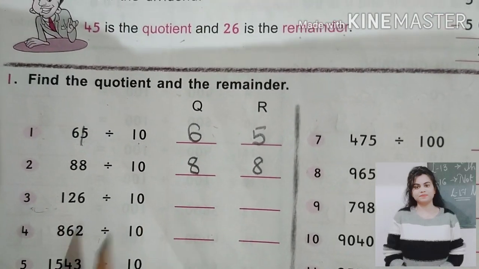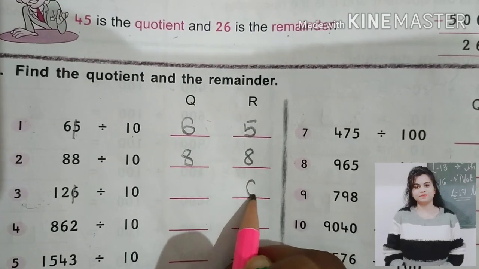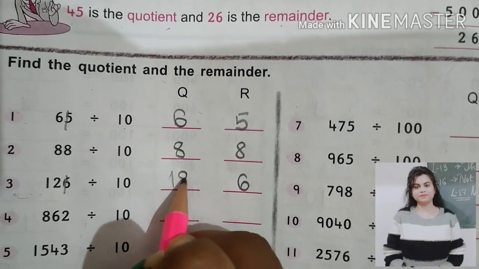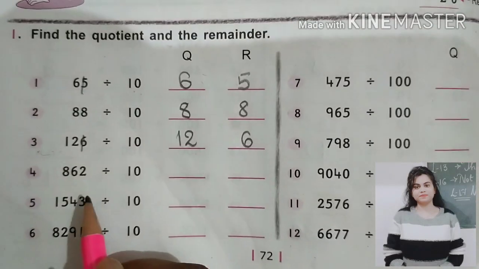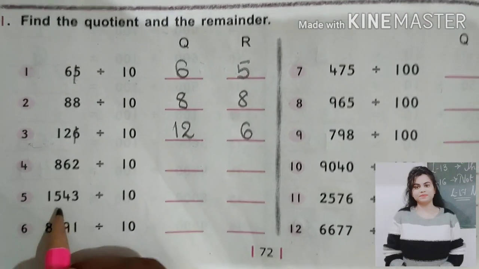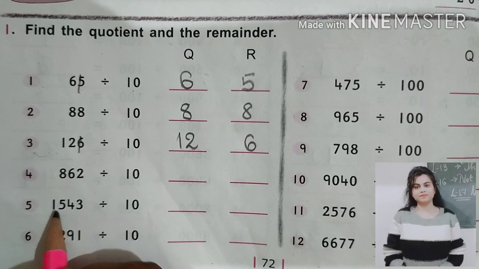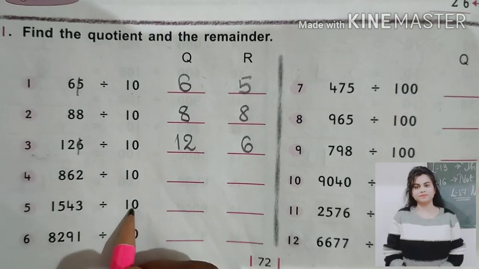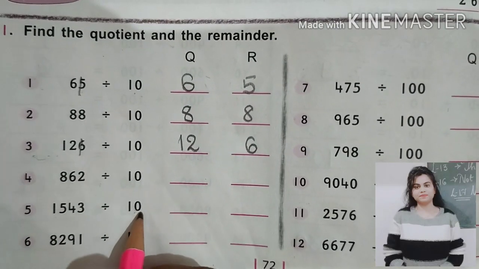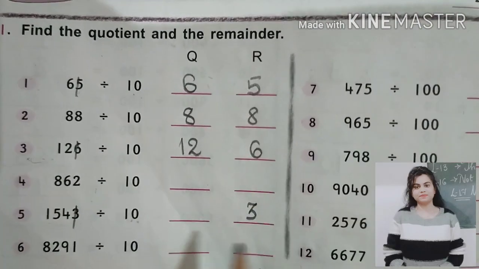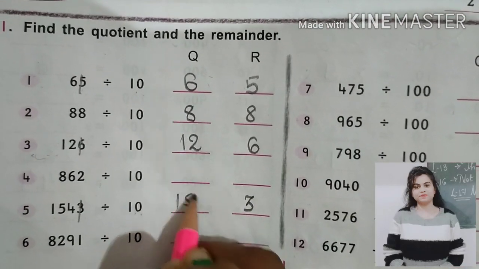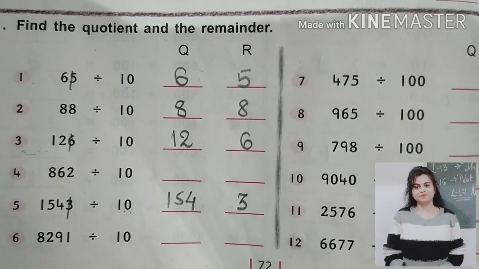126 by 10. Remove the 1's place. That is your remainder and the rest is your quotient. So 12 is your quotient and 6 is your remainder. Similarly, solve like this also. Now thousands, 1543 divided by 10. You have to divide it by 10, so remove only the one's place. So 3 is your remainder and 154 is your quotient.